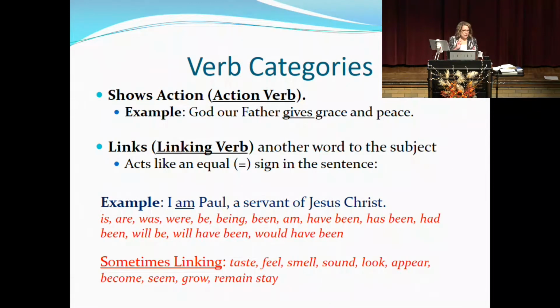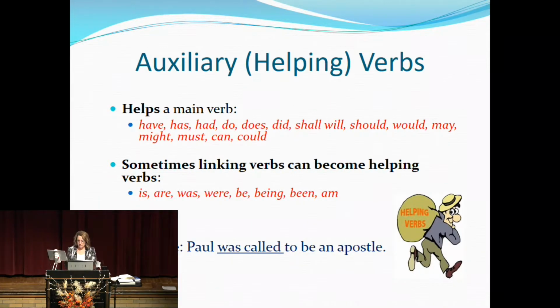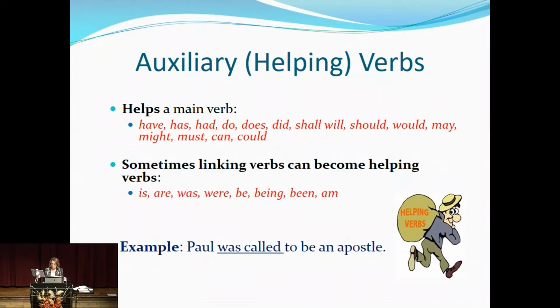Well, we have our action verbs, we have our linking verbs, and we also have this category. We have our auxiliary or helping verbs. Sometimes the verbs consist of two or more words, and it's called a verb phrase.